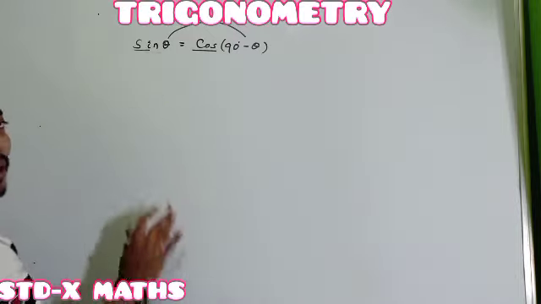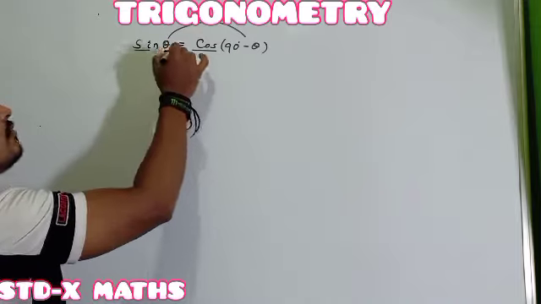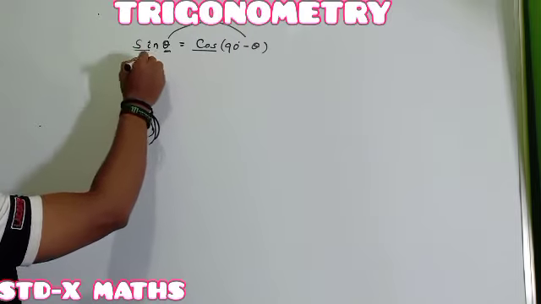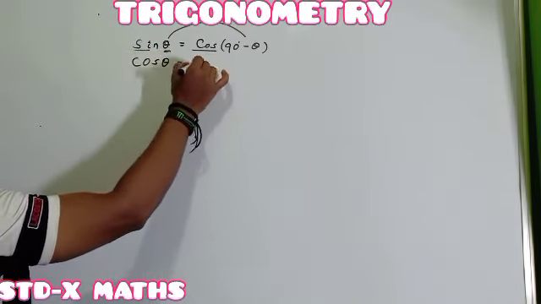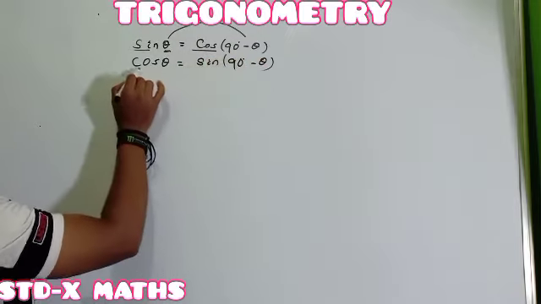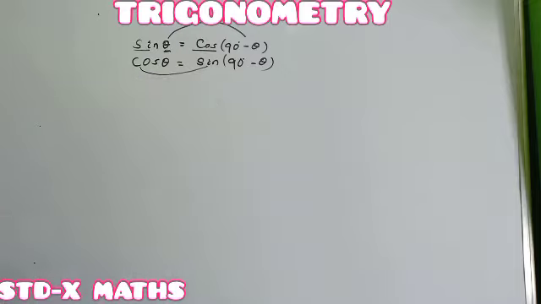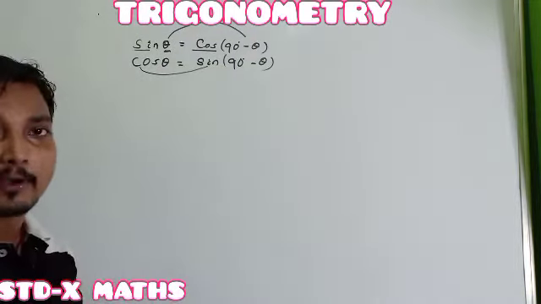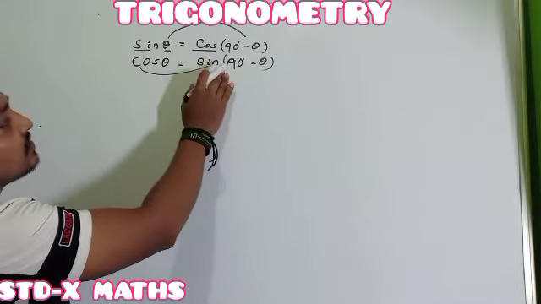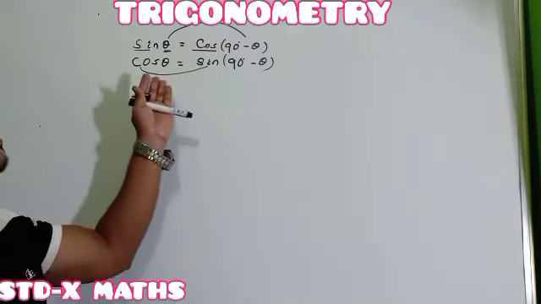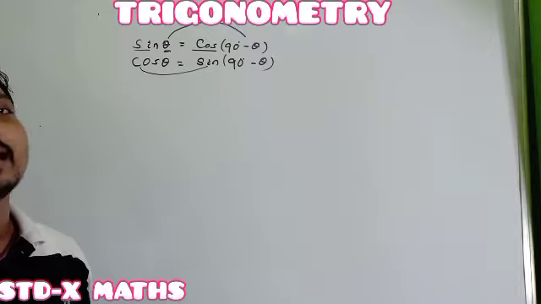Sine can be converted into cos, but the condition is that theta will be converted into its complementary angle. And whenever it is cos theta, it can be converted into sine of 90 degree minus theta. So sine can be converted into cos and cos can be converted into sine. But the condition is that the angle will also be converted into its complementary angle accordingly, simultaneously.